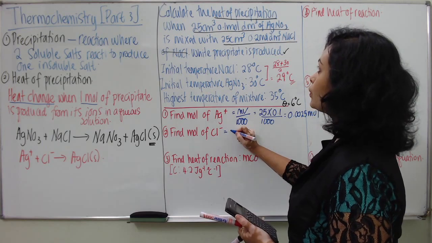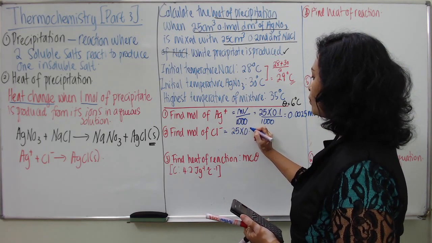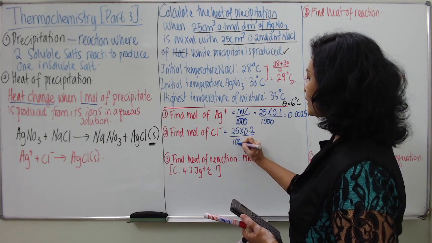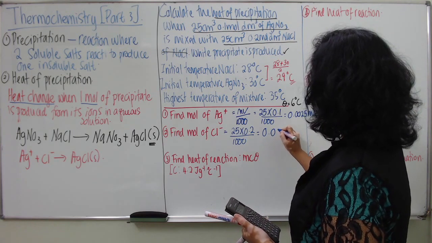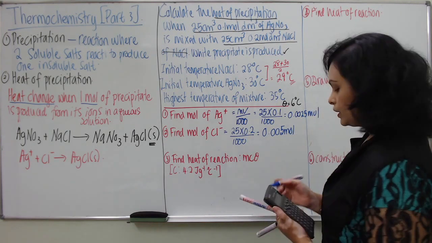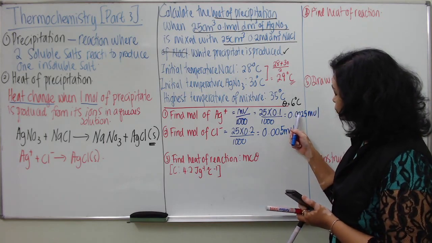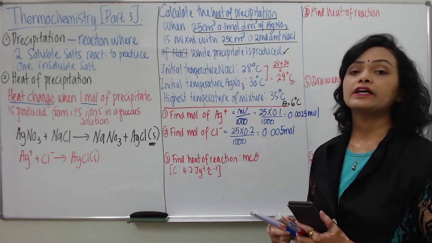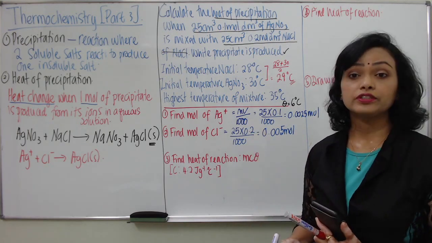Chloride ion MV over 1000. So 25 times 0.2 divided with 1000. Okay, so you get 0.005 mole. Now, teacher would like to highlight one thing here. Can you see that you get both the ions different mole because the molarity or the concentration is different.